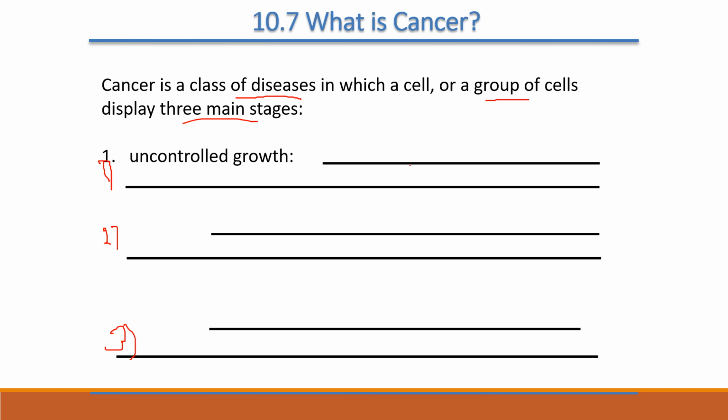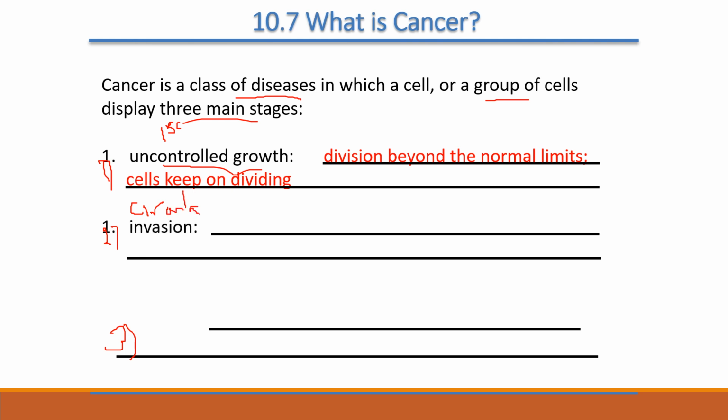The first stage is what I show to you as the primary tumor. So it goes from the primary site, the first site, and it displays uncontrolled cell growth, and it divides beyond its normal limits. Then you have a second stage when there is circulation, circulatory tumors. Then it goes into the blood.